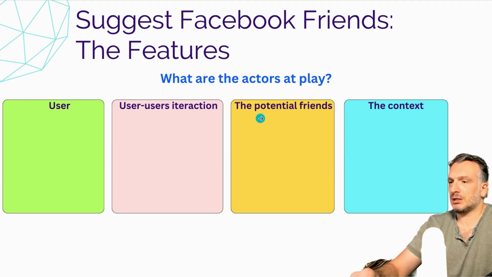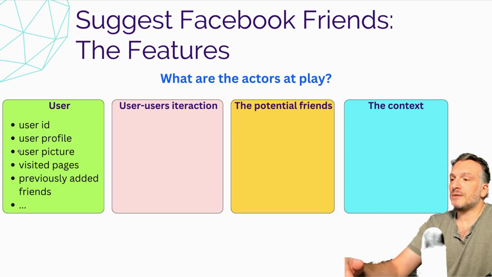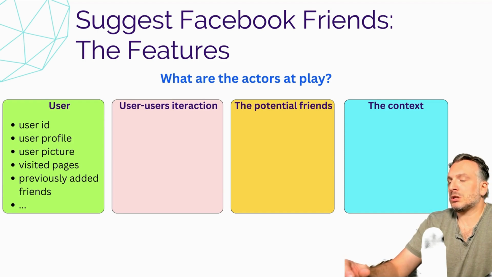Let's think about the potential features that we may have when it comes to the user. Well, we have the user ID. The user ID is a sparse feature that could be translated into a vector representation. We have the user profile. The user profile could be translated into different sets of sparse features. We have the user picture. Again, we could translate that into some vector representation. We have the visited pages.